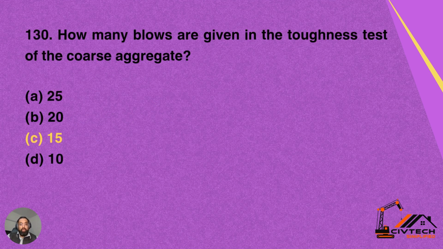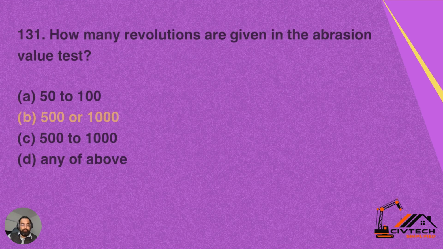Then we have question number 130. How many blows are given in the toughness test of coarse aggregate? Option A is 25, option B is 20, option C is 15, option D is 10. So 15 is the correct answer for this question and option C is the correct one. So we have to give 15 blows for the toughness test of coarse aggregate.